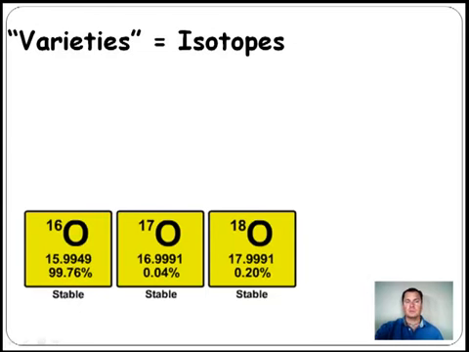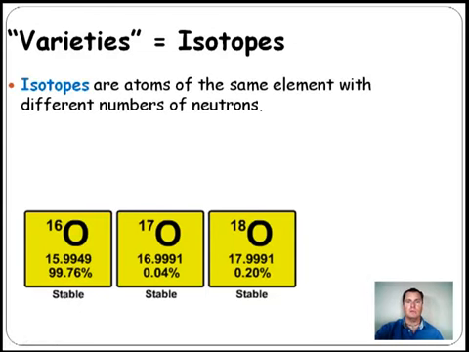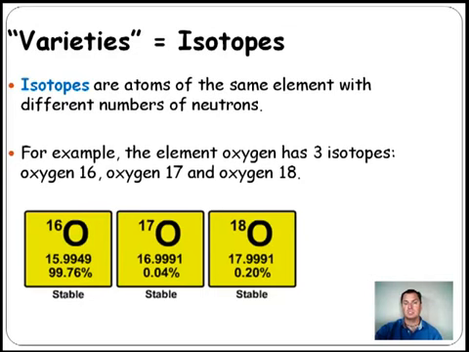Okay. Isotopes, remember, are atoms of the same element with different numbers of neutrons. The number of neutrons in the nucleus can change without changing the element, but we can't change the number of protons. For example here, oxygen has 3 isotopes, oxygen-16, 17, and 18, depending on whether it has 8 neutrons, 9 neutrons, or 10 neutrons.